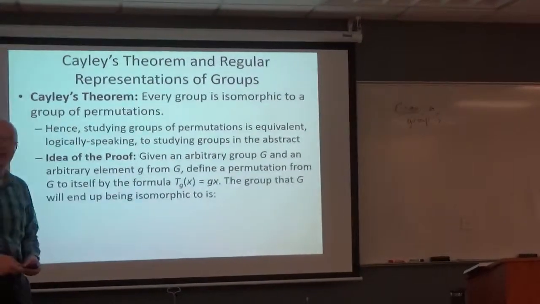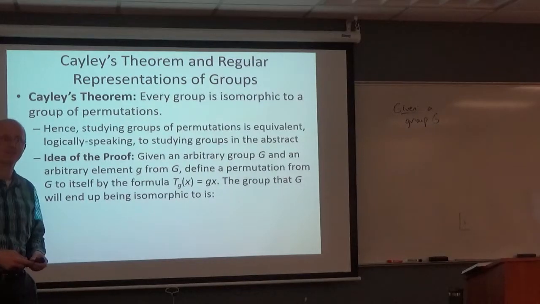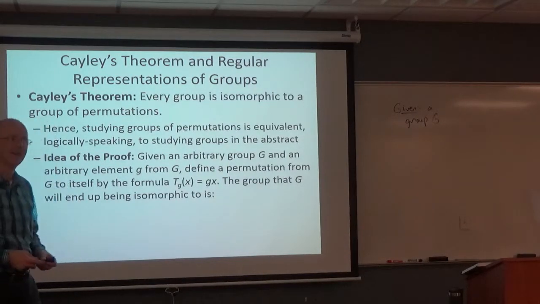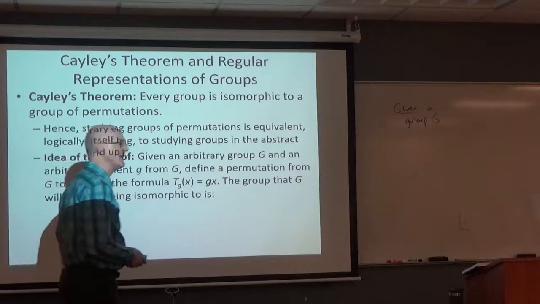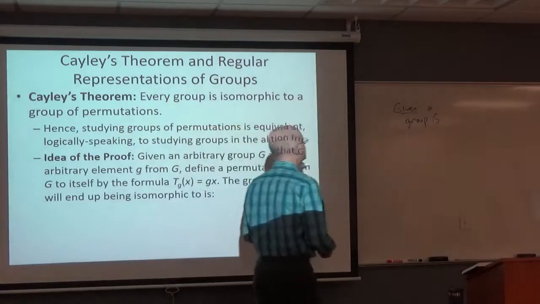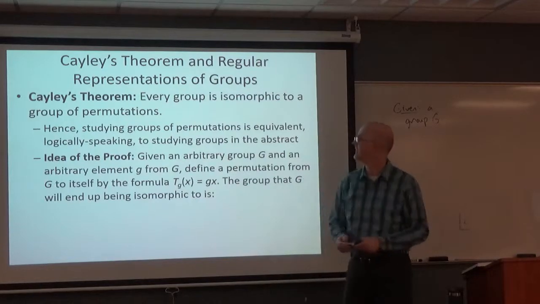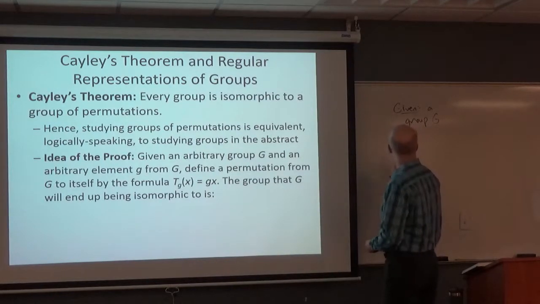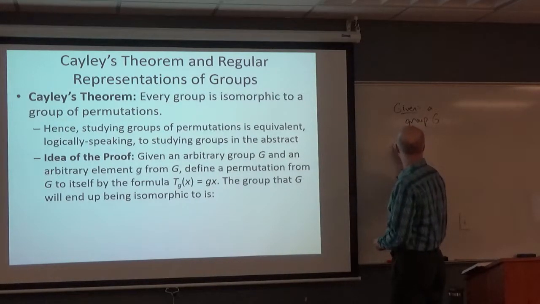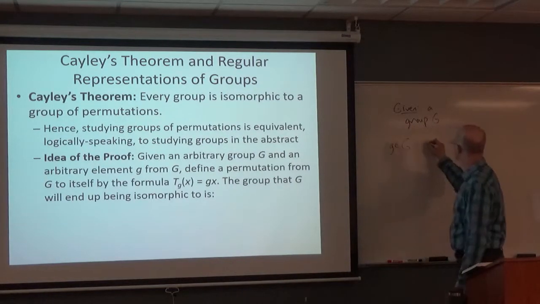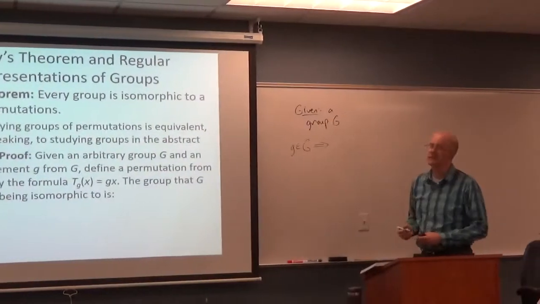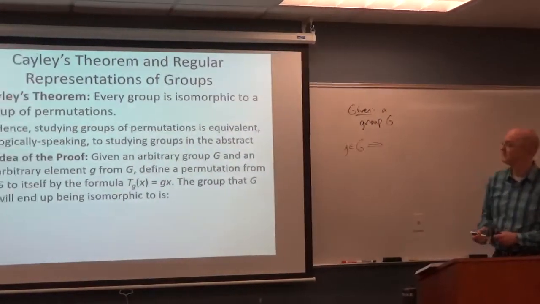And you know, Cayley, evidently the first person who thought of this, probably had to think long and hard about it. How in the world could I come up with a group that's going to be isomorphic to G, that's going to happen to be elements that are permutations? And so here's the idea. Given little g and capital G, you can use that to create a permutation.